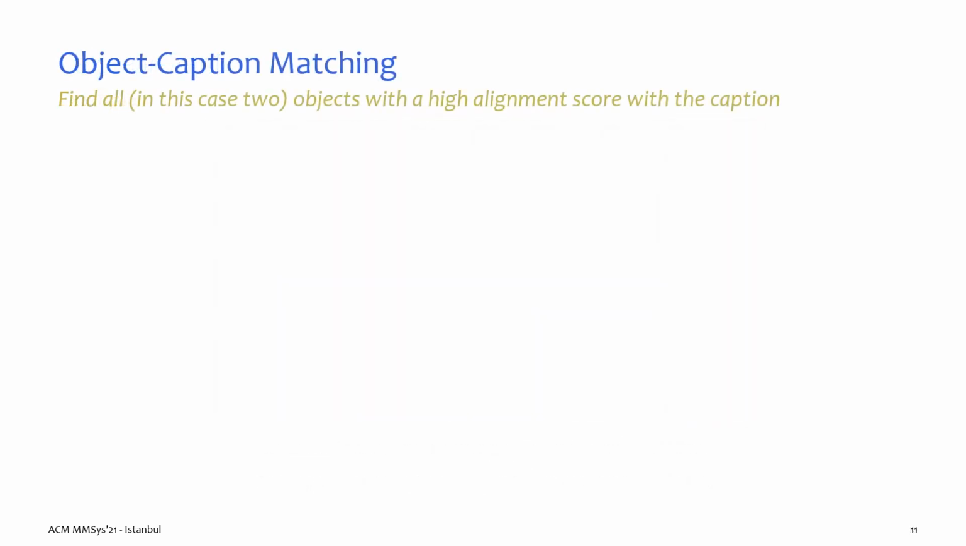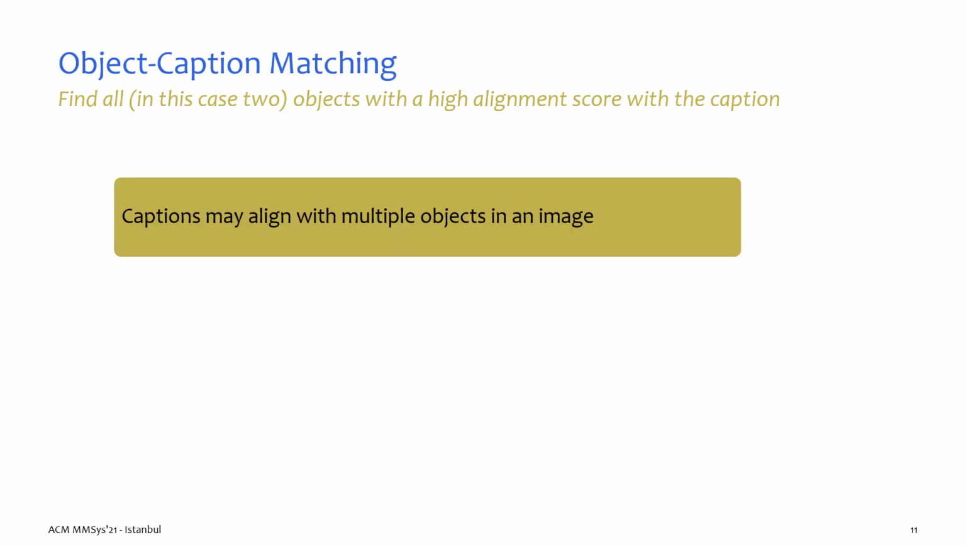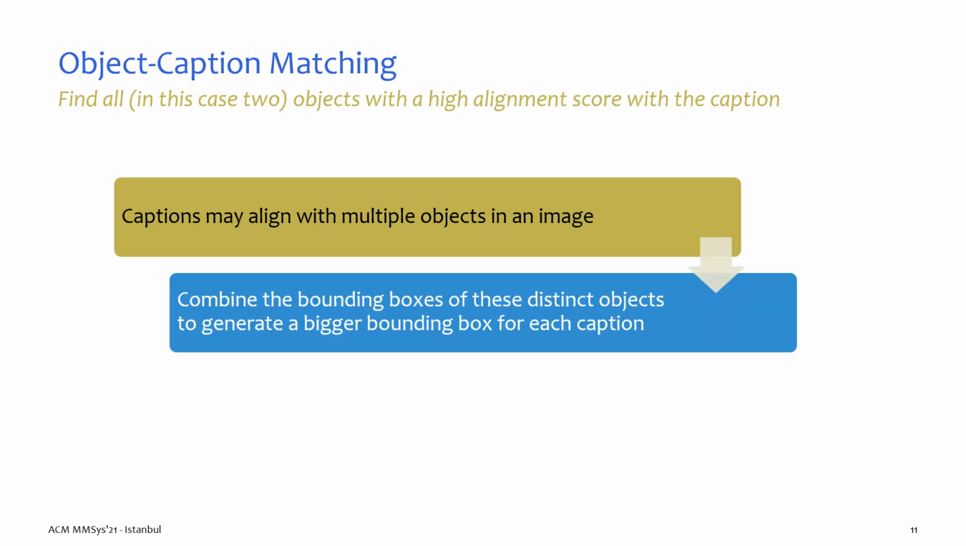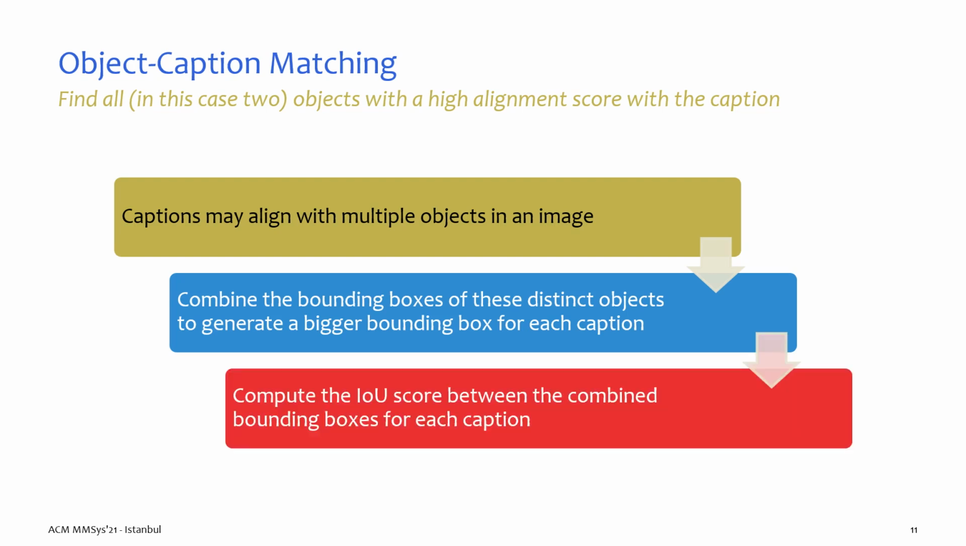In the improved object-caption matching method, we find multiple objects, if more than one exists of course, that maximally align with each caption. Then we combine the bounding boxes of these objects simply by taking a union over them. The resulting bounding box provides a better visual object grounding with each caption. Finally, we compute the IOU score between these combined bounding boxes instead of the bounding boxes of the single objects in the original Cosmos work.